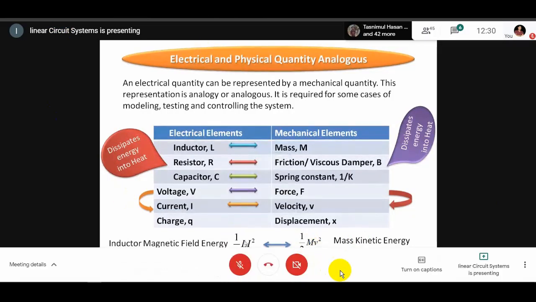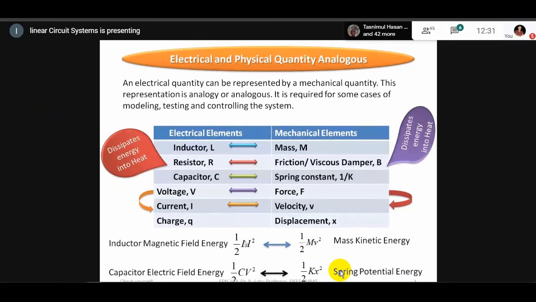Any inductor, small, big, or whatever size, it doesn't matter. Their energy depends on inductance and the current flowing through the inductor. That's the thing. And the second one is half m v square. Everybody knows it, right? Half m v square from physics.